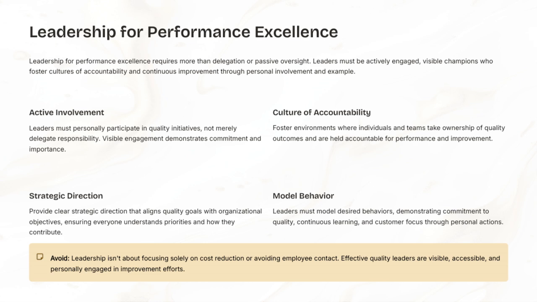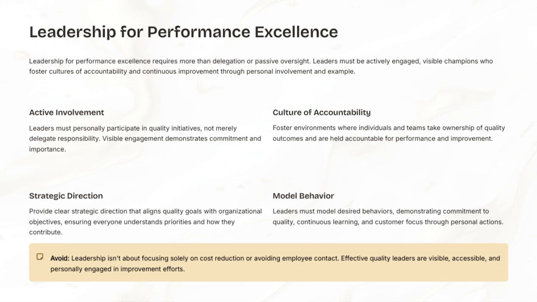And of course, leaders must participate personally in quality initiatives. It's not enough to delegate responsibility and step back. Visible engagement signals that quality is a top priority and demonstrates true commitment. When leaders are actively involved, they inspire others and reinforce the importance of continuous improvement.